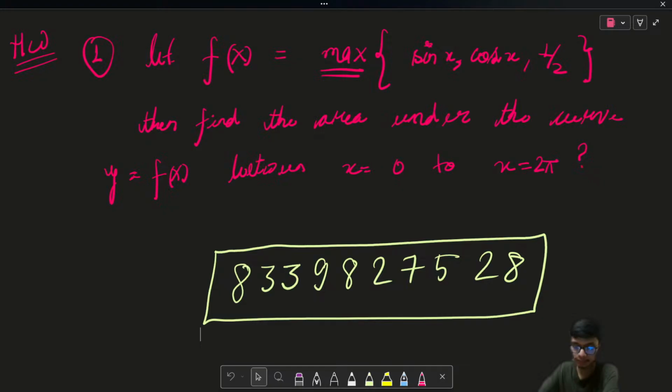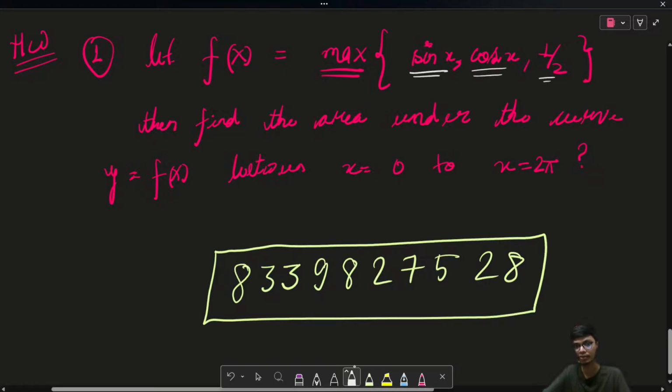So if you look at this problem over here, we have been given a function which is defined as the maximum of these three functions. Whichever function is maximum in whichever interval, we have to take that function and then find the area under the curve between x equal to 0 and x equal to 2 pi, right?